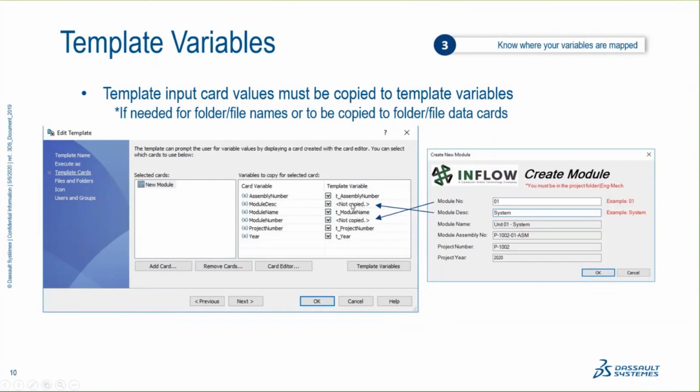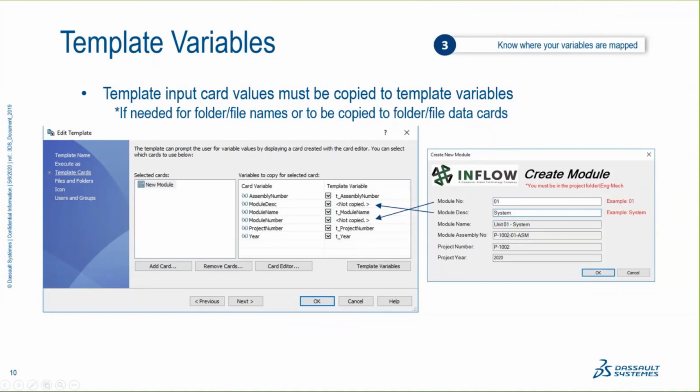You'll see that two of these are not being copied at all. Those are the two for module number and description. Because the way I've set these up, these two values drive the module name and the module assembly number, which are the two values that I actually want. These are simply what are being used to create those semi-intelligent numbers.